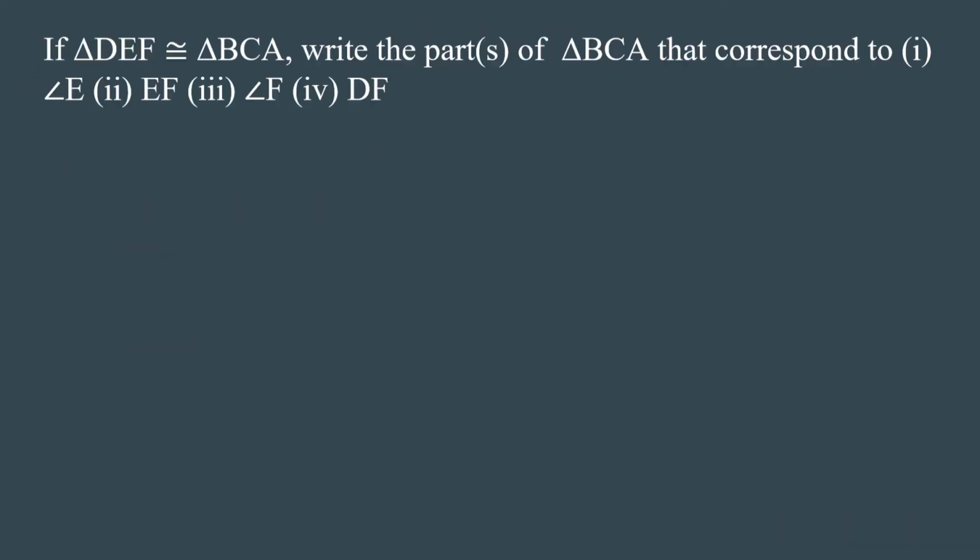Third example. If triangle DEF is congruent to triangle BCA, write the parts of triangle BCA that correspond to the following. If they do not mention any particular vertices, we can take that the corresponding vertices of DEF are BCA. Let us draw the triangles to understand clearly. The corresponding vertex of B is D, the corresponding vertex of C is E, and the corresponding vertex of A is F. Here are the triangles.